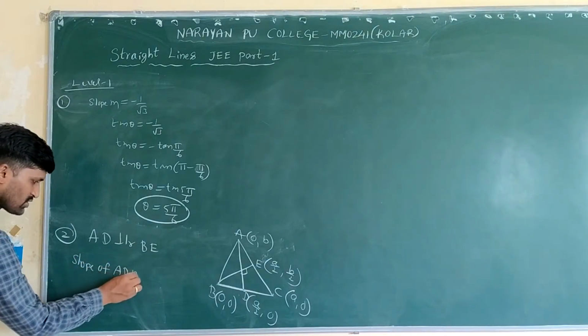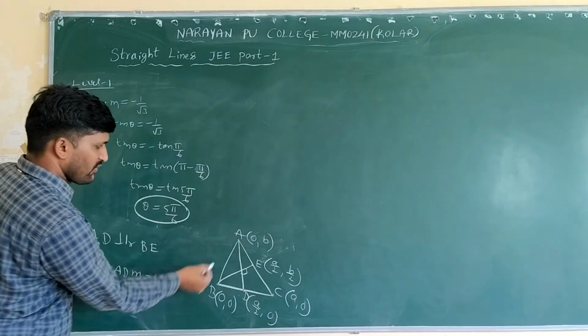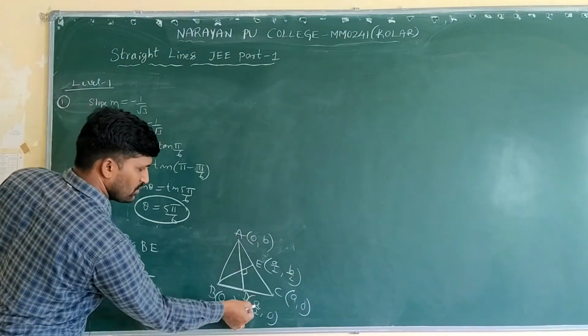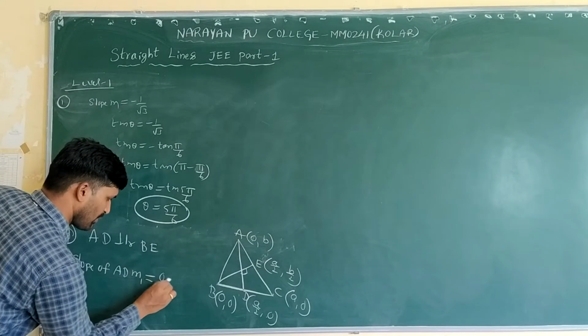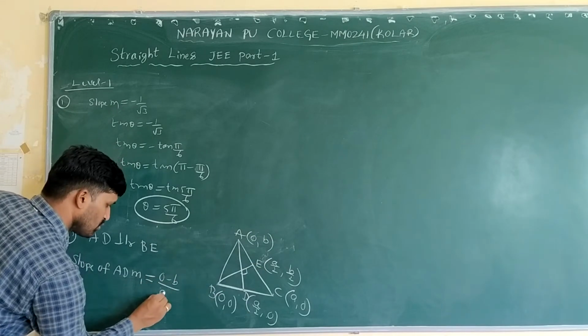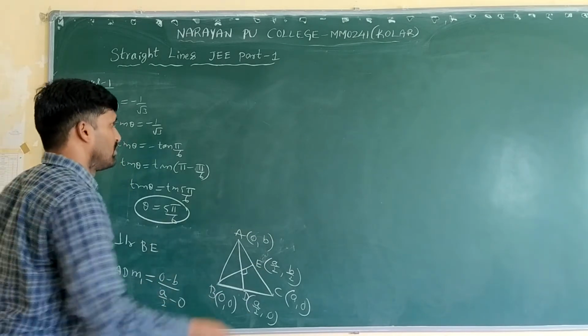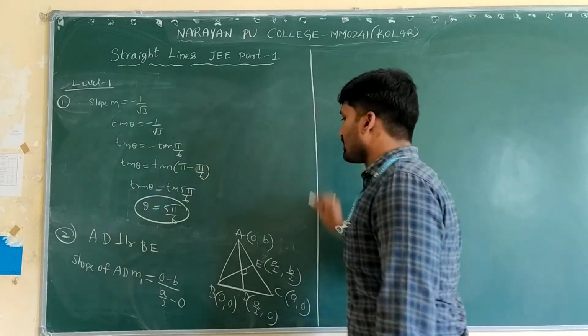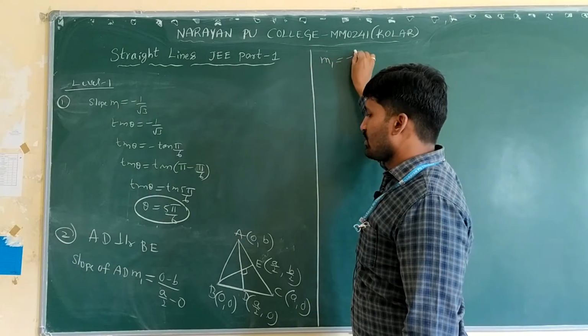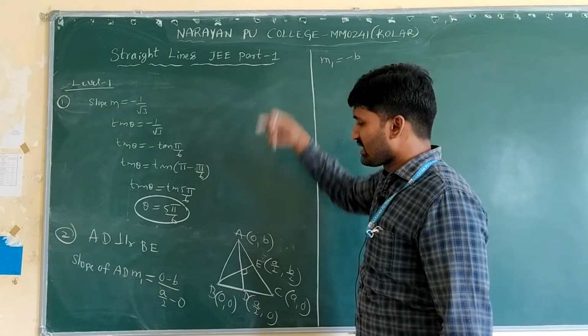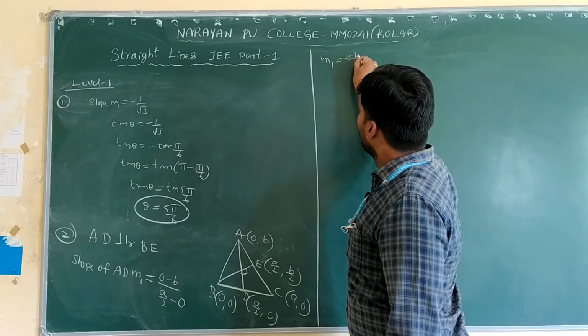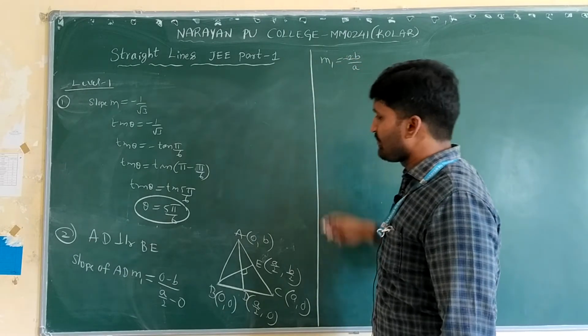Slope of AD, I assume that is M1. How to find slope of AD? This is x1 y1, this is x2 y2. Now y2 minus y1, that is 0 minus B by A by 2 minus 0. From this we can get the M1 value. M1 is equal to minus B by 2 divided by A, so 2 will come to the numerator, that is total minus 2B by A.